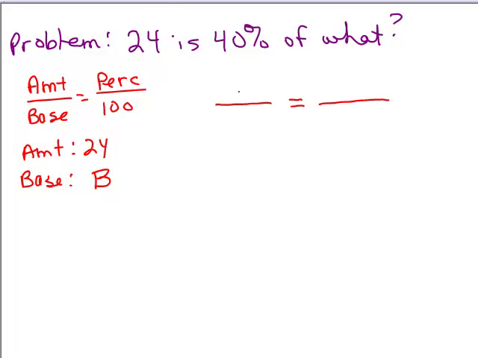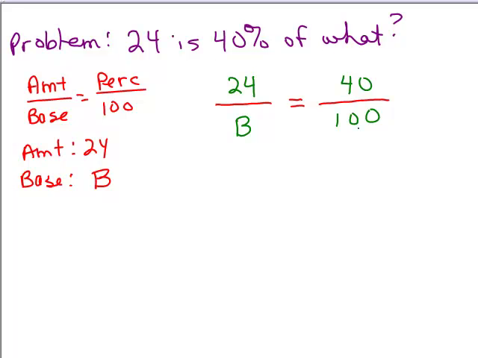So the amount is 24. That goes in the numerator. The base, I don't know what that's going to be. That's B. The percent, remember, is the number in front of the percent sign. That's why I'm putting it over 100. If I would have just said P instead of P over 100, then we would have changed it anyway to 40 over 100. So this will be 40 over 100. All right, so now we set up a proportion.